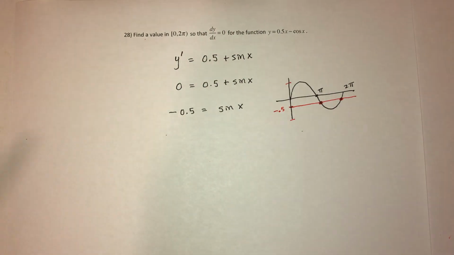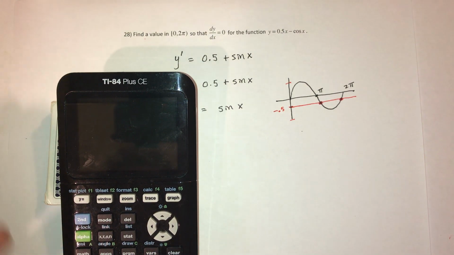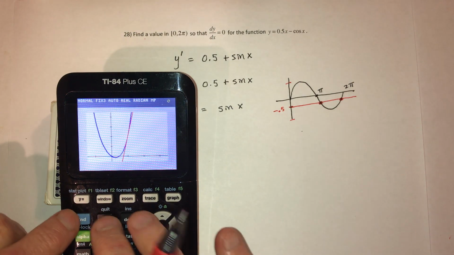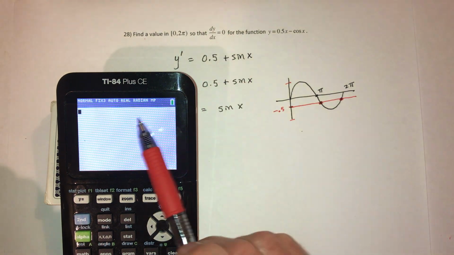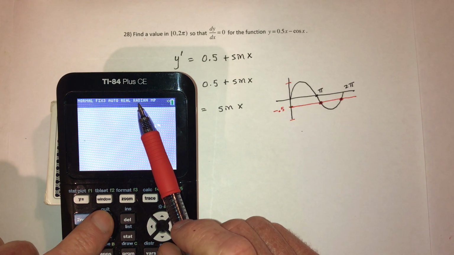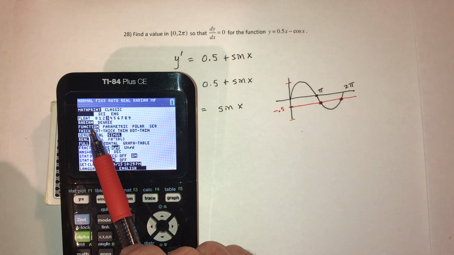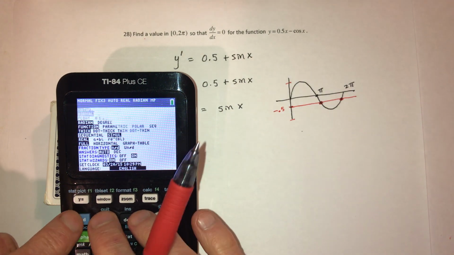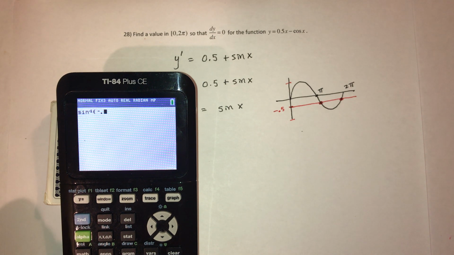So the next thing we could do is use sine inverse. This right here means you're supposed to be using radians, so make sure that the calculator is in radians. If it's not, go to mode and change it to radians right there. Mine's already in radians. Now take sine inverse of a negative 0.5.